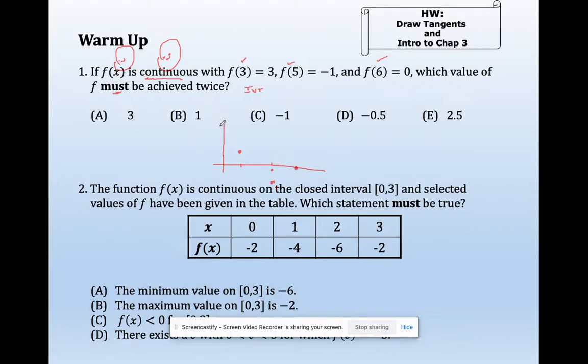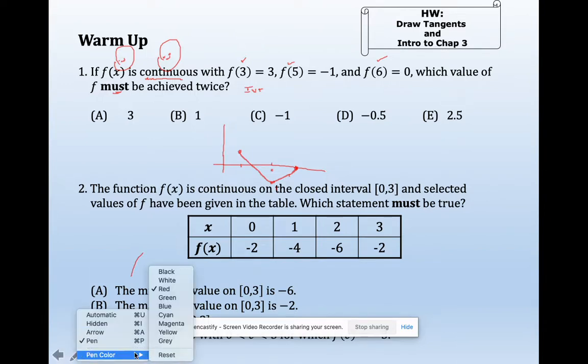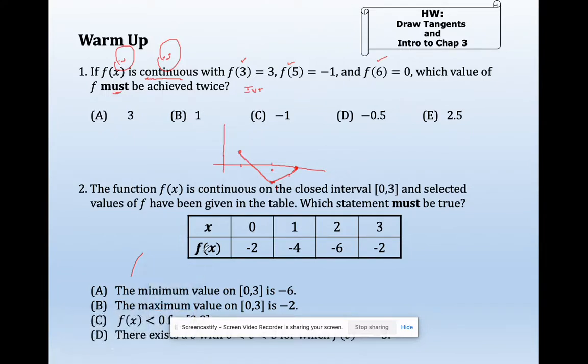So if you're a function and you're continuous, this function has to come down somehow and get to -1 and then get back up to 0. Now it can do it a variety of ways, but it has to at least connect somehow, right? So they're asking, since you're continuous, which value of f must be achieved twice? Value of f means a y value. Here I am at a height of 3, the left endpoint, but there's no guarantee that I have to hit it twice.